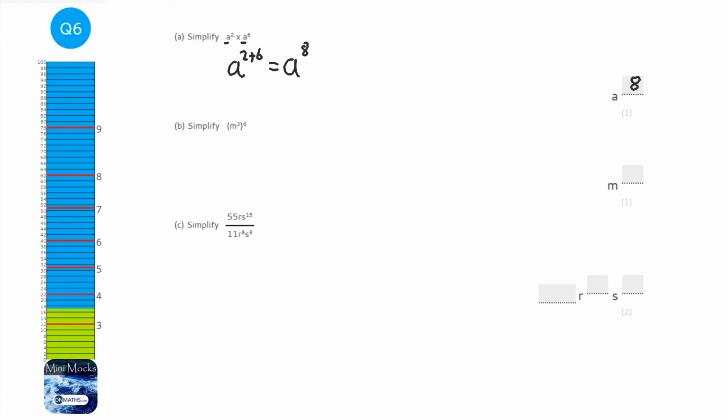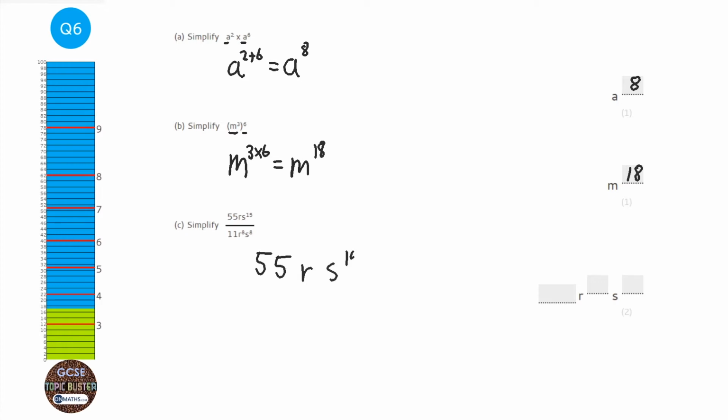The next rule says if you've got a power inside the bracket and outside the bracket, you times them together. So it's M to the power of 3 times 6, which is M to the power of 18. Now this last one's a little bit more complicated, and I'm going to write it out so I've got a bit of a larger one to play with.